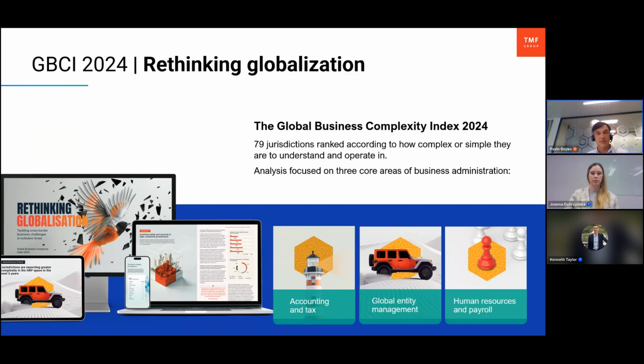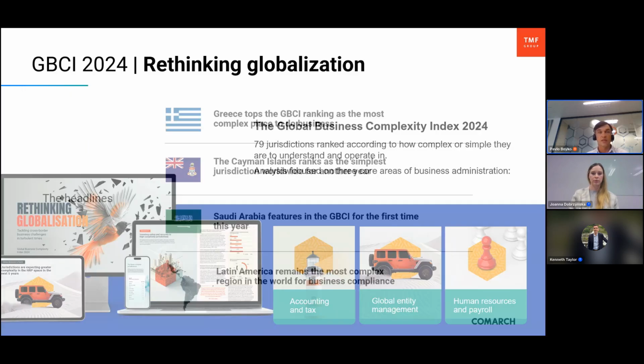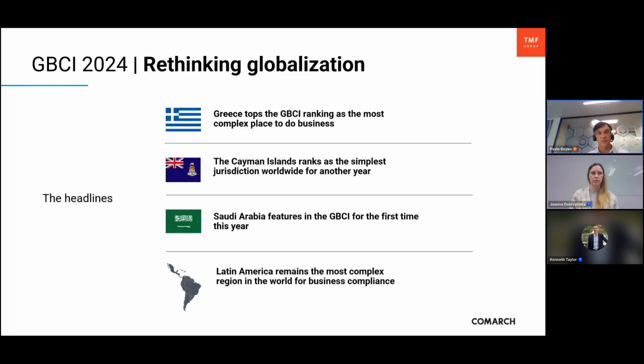If we go to the next slide, again, the themes, the topics from the GBCI, and you can see the list of the countries. For example, Greece is number one in terms of complexity. Go to the report and you will find why exactly Saudi Arabia appears in the report for the first time. Joanna will cover some of the penalties in Saudi Arabia, and Latin America remains the most complex region in our report. By the way, e-invoicing has the longest history in that region.